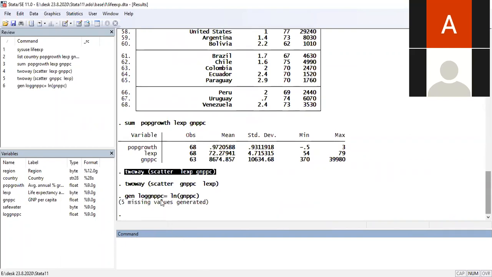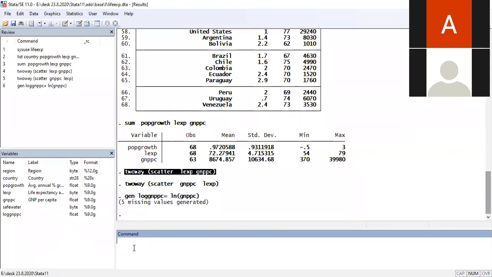Then log is already generated, but 5 missing values. You know, sometimes log is not defined over maybe negative values, or, oh no, five values were missing here. You see, GNP per capita, you had only 63. So 5 were already missing, so they could not generate log of those 5 missing values.